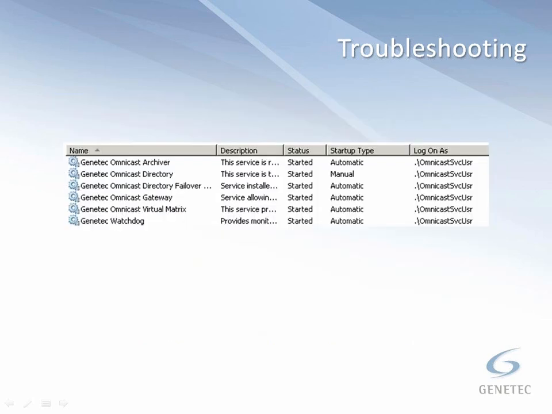Now, one of the first common problems we've seen is that clients do not connect to the failover directory. The first thing you want to check is that the directory service on the failover server has started. There may be a delay of about 2 minutes between when the primary directory fails and the failover directory kicks in. As you can see here, we've got manual and we've got it started here.